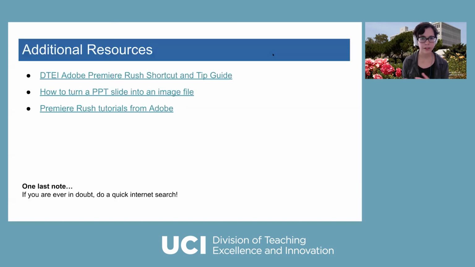And now here's an additional resource slide that I wanted to include that has, again, our Premiere Rush shortcut and tip guide. I've also created a document that's just a really quick overview on how to turn a PowerPoint slide into an image file. In one of my last workshops, I talked about creating these new PowerPoint slides in case you need to replace a PowerPoint slide in your video. And I realized that not everyone has saved PowerPoint slides as image files. So I made a really quick guide to show you how to do that, because Adobe Premiere Rush needs image files to work with.